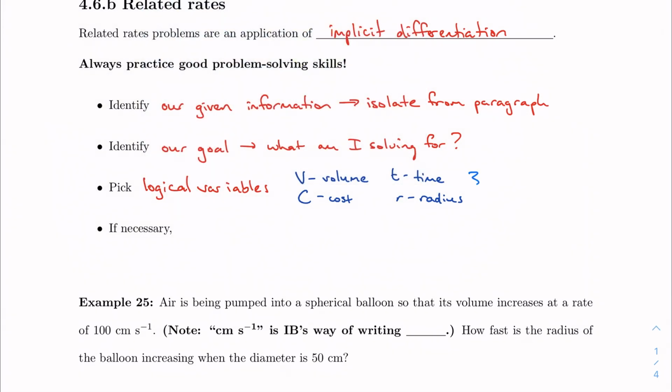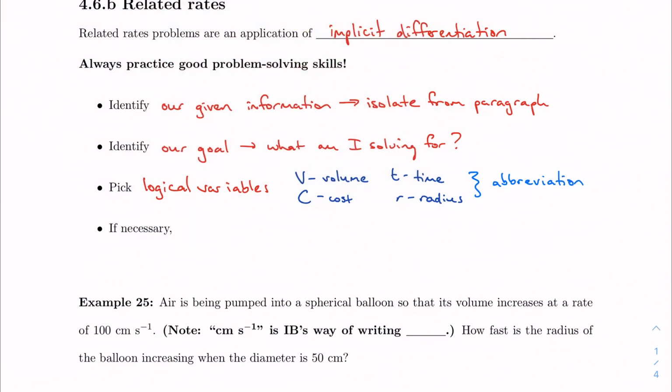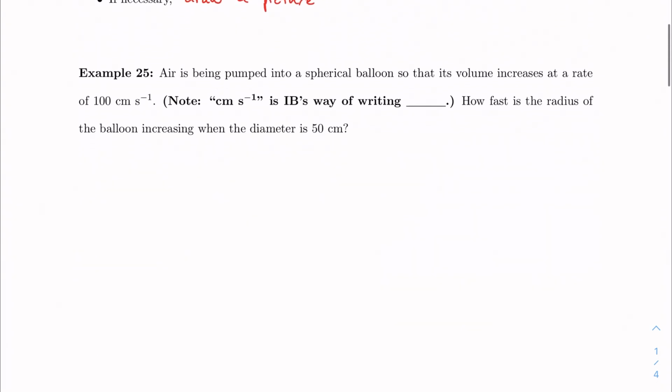We want to kind of think about these just as abbreviations. Just as we would abbreviate logically, we're going to pick logical variables as well. And if necessary, and it's often necessary, we should draw a picture to try to see actually how things are related, try to get things written somewhere. Sometimes that visual can be really helpful. So let's take a look at a problem.